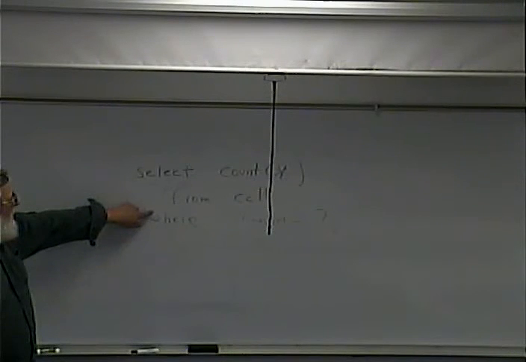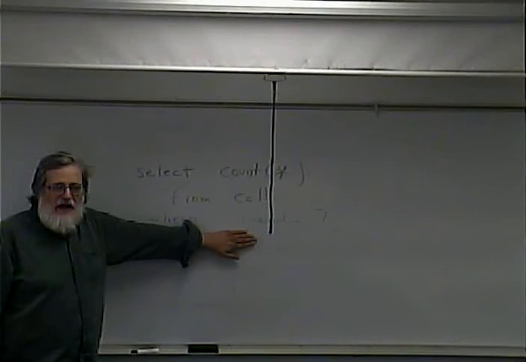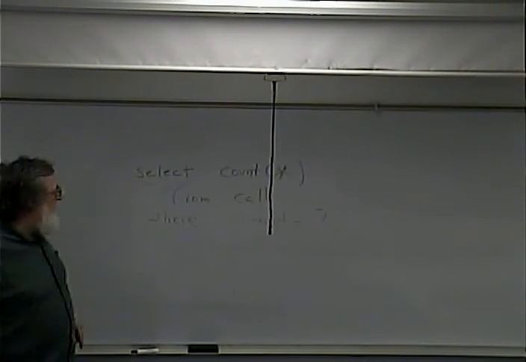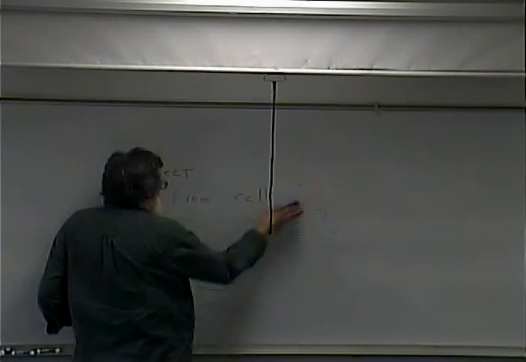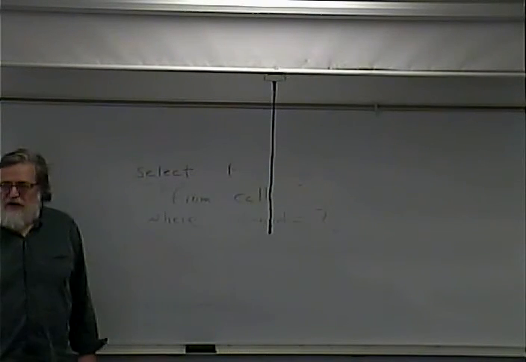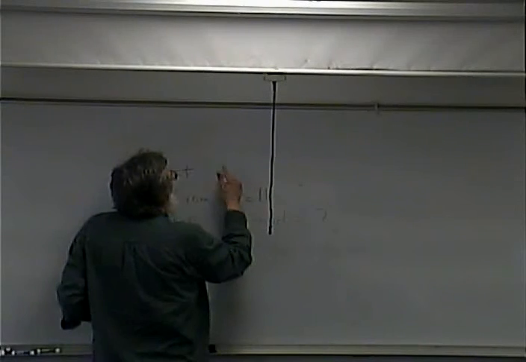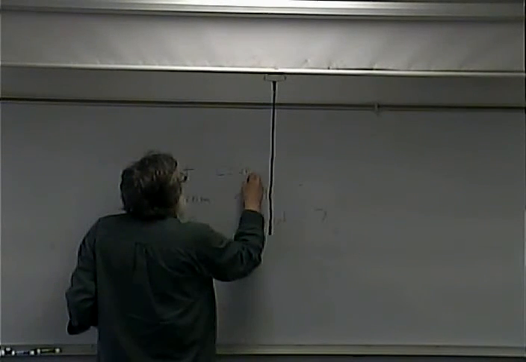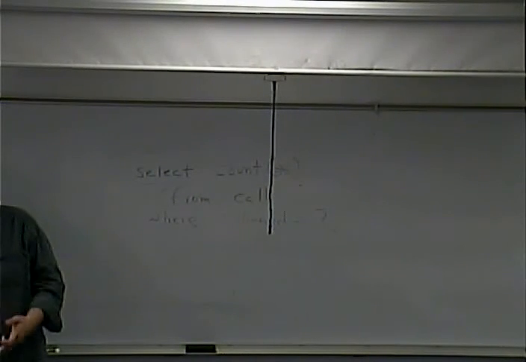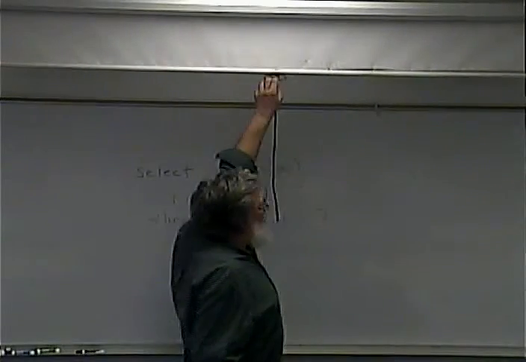Okay, so what will this do? This will limit the calls considered to be only the calls that match that particular customer ID. And it's not going to show me every individual call, because this is what we had before. Select star from call where customer ID equals question mark. That showed us a detailed listing of every call. If I say select count star, that's going to give me an aggregate function. It's going to give me not the individual calls, but the number of calls. So let's go and do that.